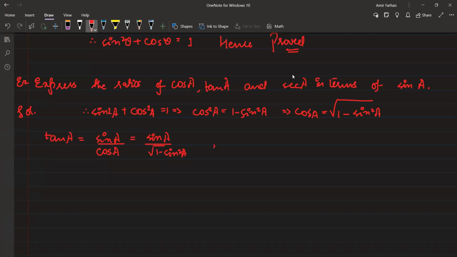Okay, Adil. The question is saying sec A. Now tell me, Adil, how can I write sec A in terms of sine or in terms of cos, anything which you eventually know? The reciprocal of sine. No, not sine. The reciprocal of sine is cosec.